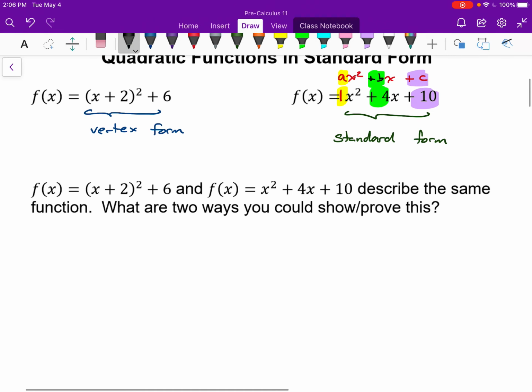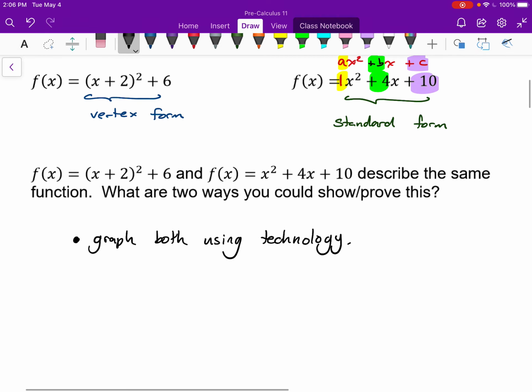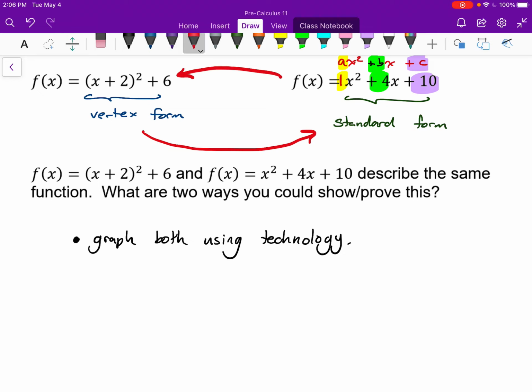Well, one thing we could do is graph both using technology, and you'll see you get the same parabola. However, what if you don't have Desmos or something? Well, the other option is to take one and put it into the other form algebraically. Right now, it's much easier for us to go from here to here than it is to go from here to here. We honestly haven't learned enough yet to take an equation in standard form and put it in vertex form. But we've definitely learned enough to take an equation in vertex form and put it in standard form.